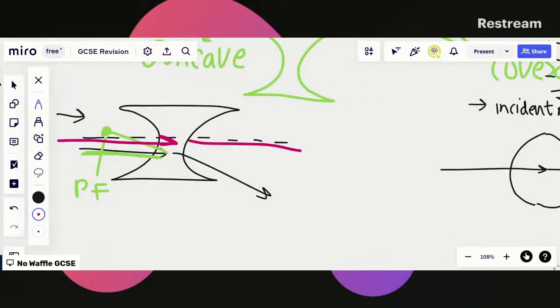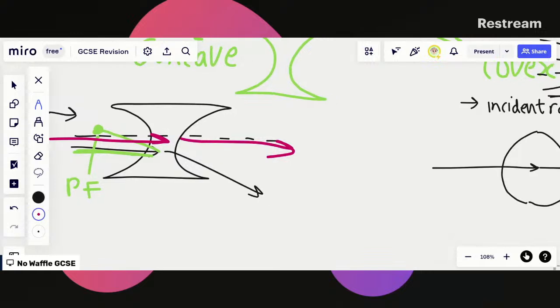It wouldn't change direction. So let's look a little bit more at image and ray diagrams and things you're likely to get asked in the exam.